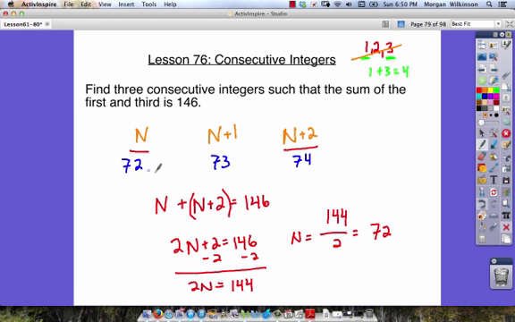Now to check our answer, let's take n and n plus 2. If we take those two numbers and add them together, did they give us 146? 72 plus 74? Yes, those do add up to 146. So we've got our correct answers. And the way we report this is to say 72, 73, 74, because the problem said find three consecutive integers. We need to report all three of them to get this one correct. Let's move on to our next question.